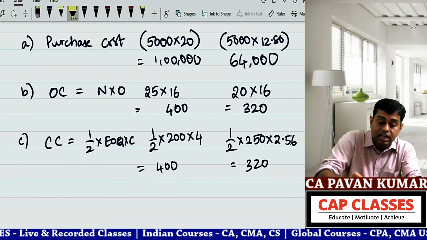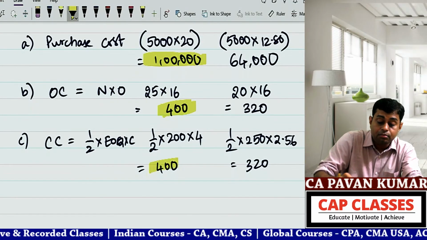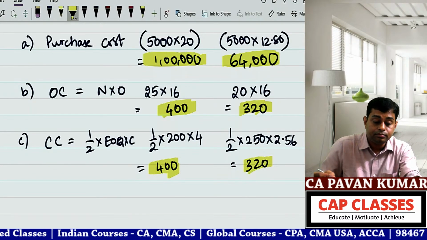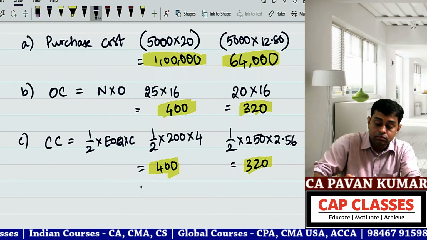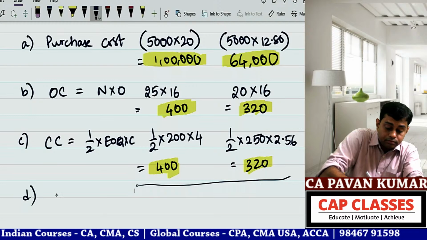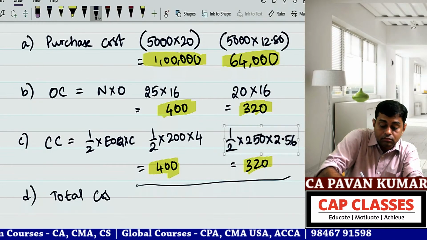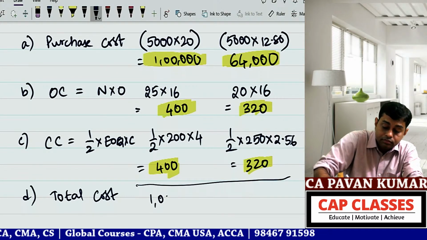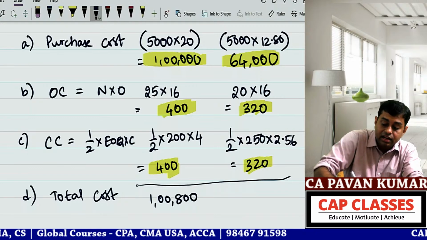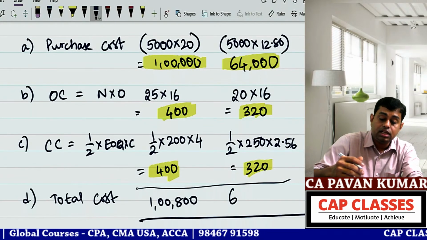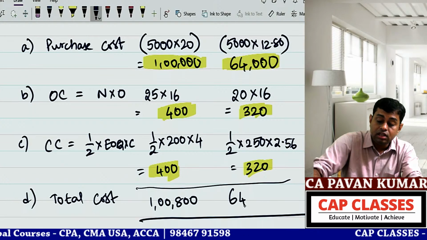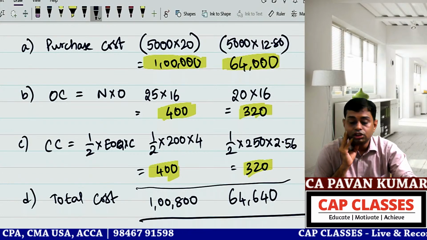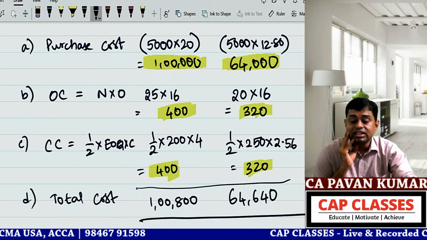Okay. So what is the answer? Here 1 lakh plus 400 plus 400. In the proposed situation 64,000 plus 320 plus 320. Total cost: 1 lakh 800. Here 64,640. 320, 320, 640. That's all. 1 lakh 800 and 64,640.